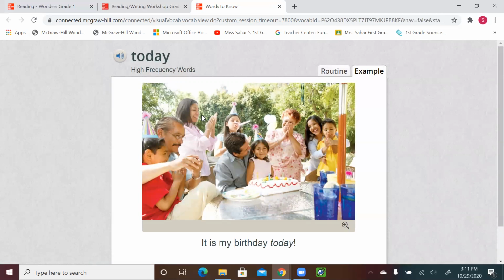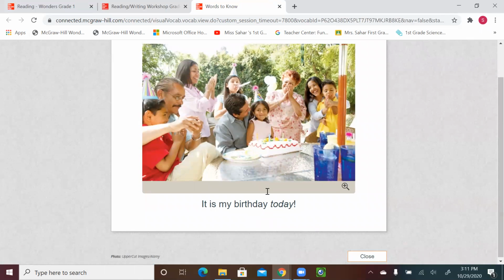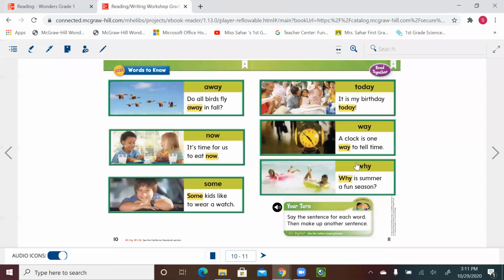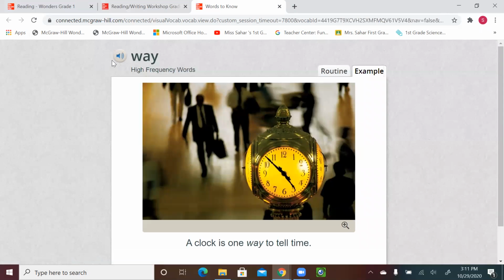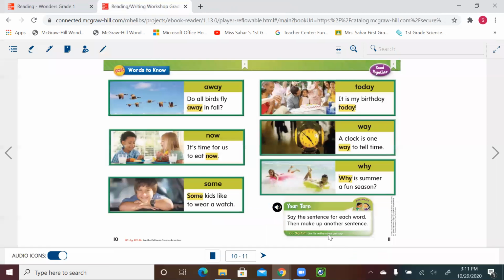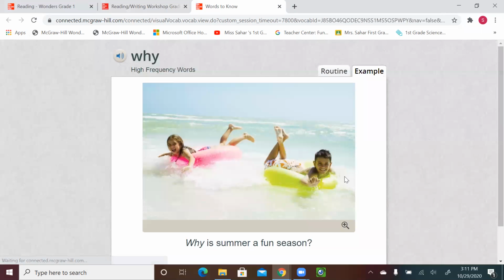Today. It is my birthday today. So it's a special occasion or a special event that people celebrate. All right, next one. Way. A clock is one way to tell time. All right. Why? Why is summer a fun season?